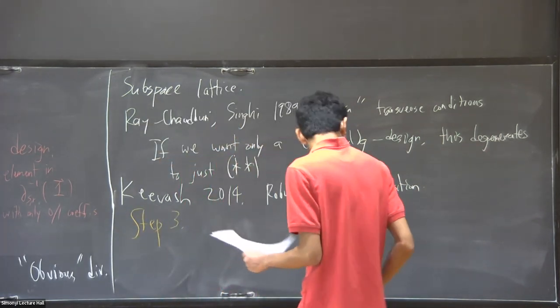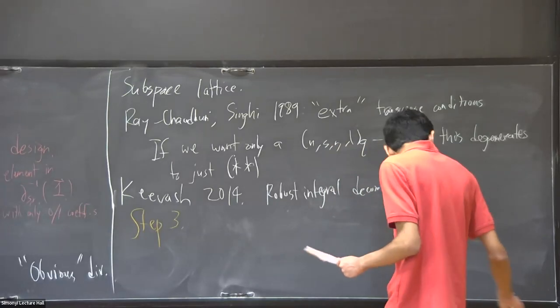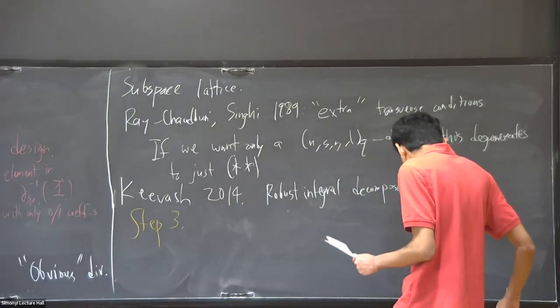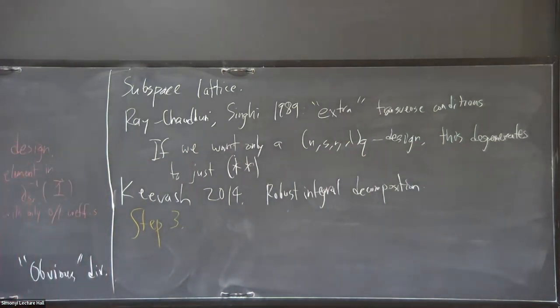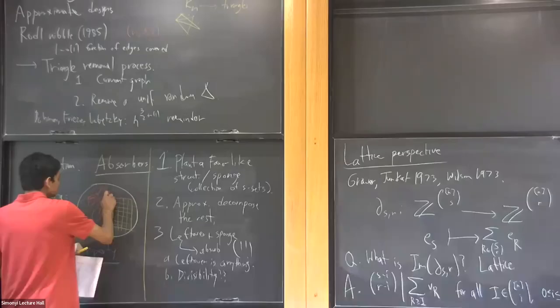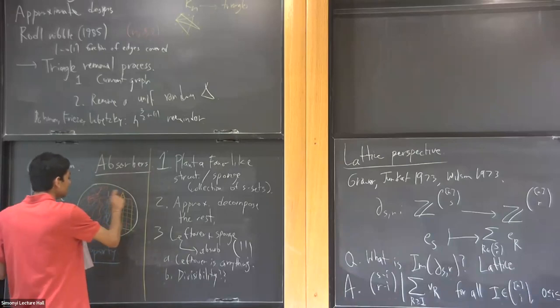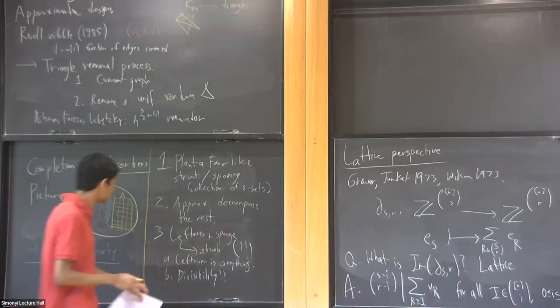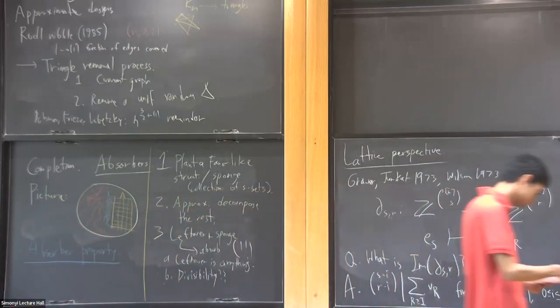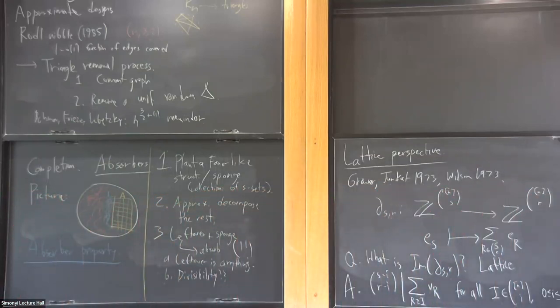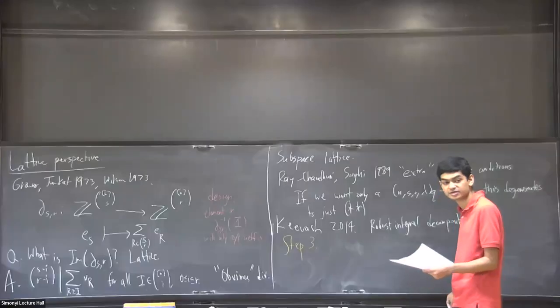Okay, so perhaps let me label some of these pieces now. In this diagram, we had the leftover, the water, which we'll call L. And we have the absorber, which we're going to call A. So we're going to break this step three into a bunch of smaller steps.